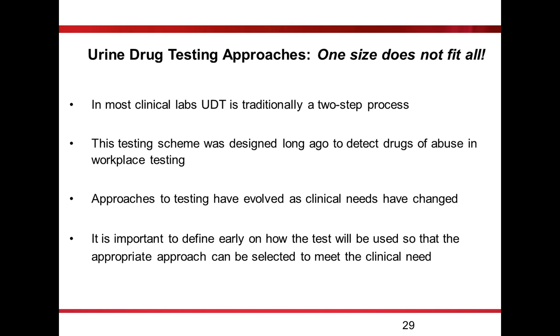But as our need to manage treatment of chronic pain has evolved, so have our approaches for testing. So now there's more than one approach. Some of these aim to reduce the number of false positives, others aim to reduce the number of false negatives as well. And so it's pretty important then to define early on how you're going to use the test so that you can pick the approach that best meets the clinical need.